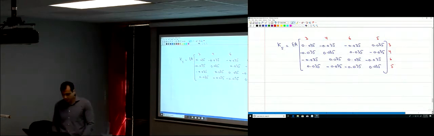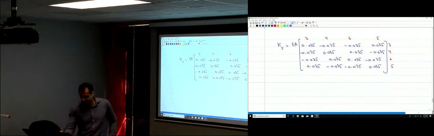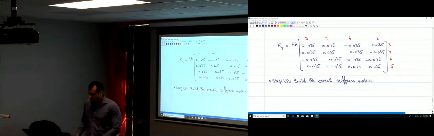So 3, 4, 6, 5. 3, 4, 6, 5. Okay? What's the next step? The overall stiffness matrix. Build the overall stiffness matrix. So how big is the overall stiffness matrix going to be?